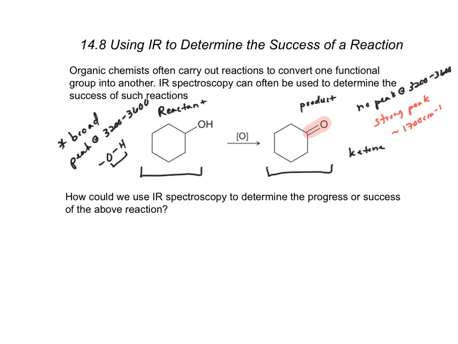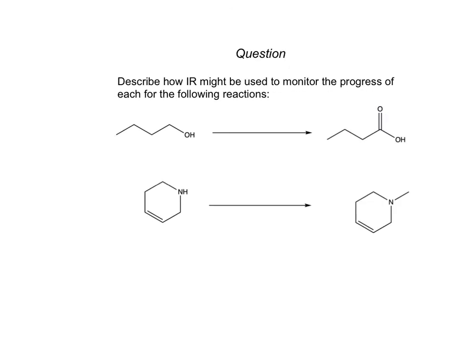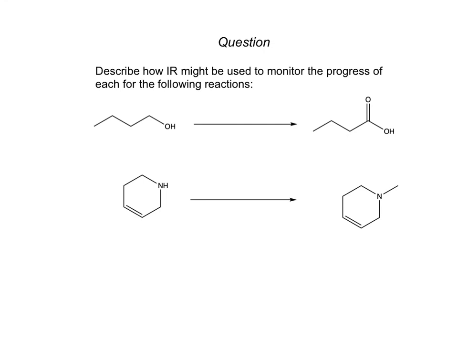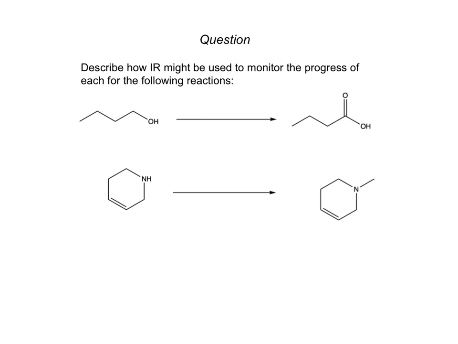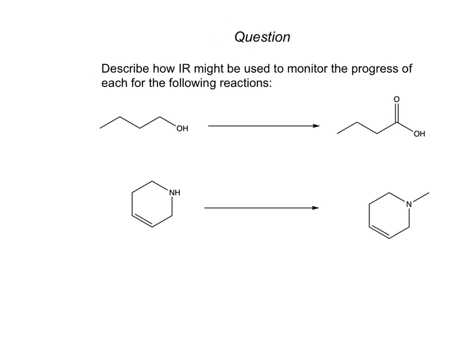Okay, so briefly, with the time remaining, I want you to do that. I have two reactions where I want you to tell me how you would use IR spectroscopy to determine the success of these reactions. So again, we're looking at what you would expect to see in the reactants that's different in the products. Okay, so we went over both of these in class, so I'm going to briefly just review them.